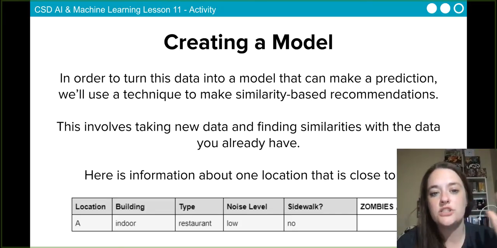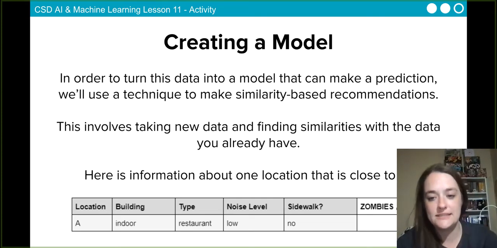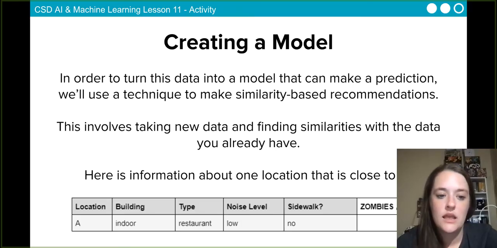So in order to turn this data into a model that can make a prediction, we will use a technique to make similarity-based recommendations. This involves taking new data and finding similarities with the data you already have. Here is information about one location that is close to us. Location A is an indoor restaurant with a low noise level and no sidewalk. Okay?